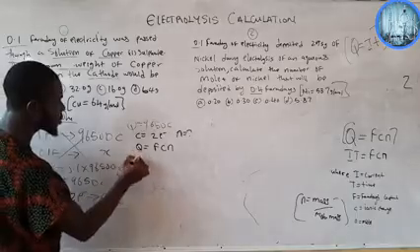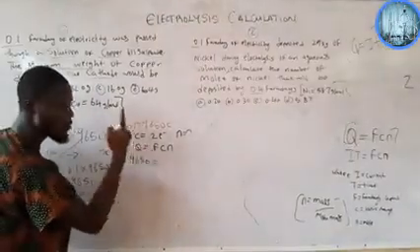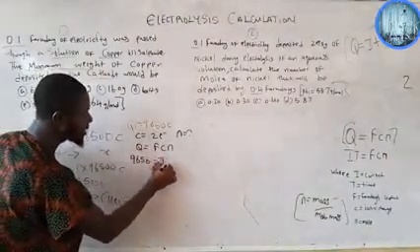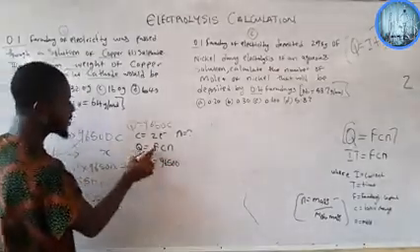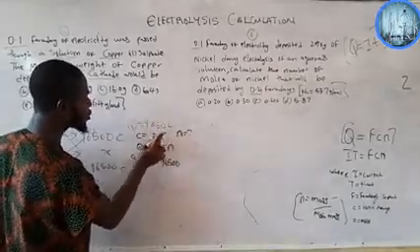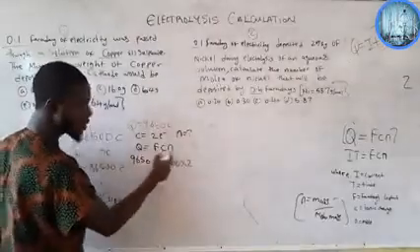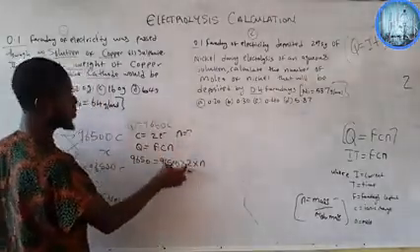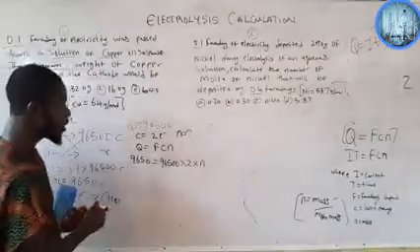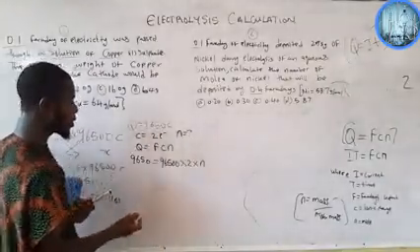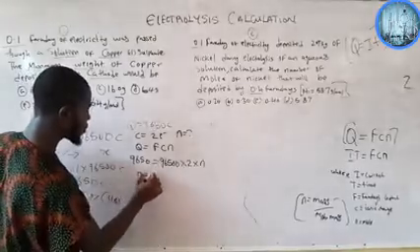Our quantity of electricity is 9,650, equal to Faraday's constant. We only have 1 Faraday. Faraday's constant is equal to 96,500 coulombs. Since we have 2 electrons here, it will be multiplied by 2, times our n. This is receiving 2 electrons, so our C will be the electrons. So now let's look for this n.